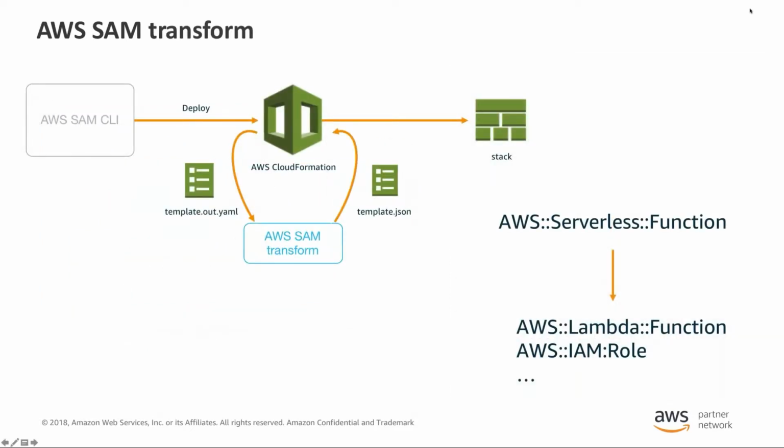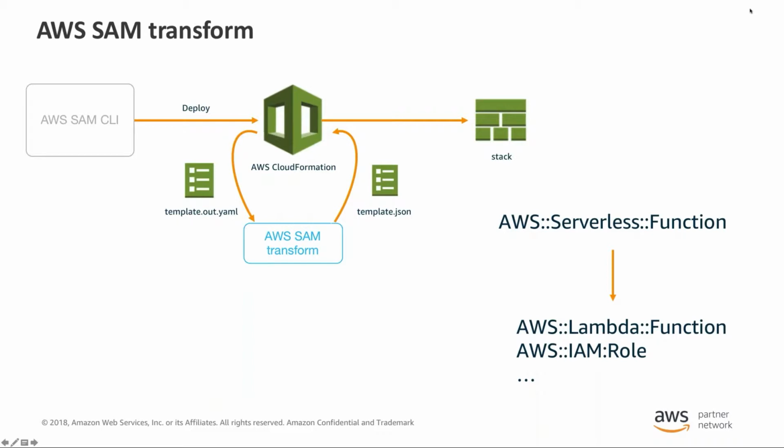So the second piece of the SAM system is the transform that actually lives inside of AWS CloudFormation. What happens is the output template that we saw the SAM CLI create gets pushed to CloudFormation. However, inside of that template, you still have things like AWS Serverless function resource types, which CloudFormation doesn't natively understand. And to a certain extent, those types of resources are really higher level, abstract concepts that represent multiple things under the covers.